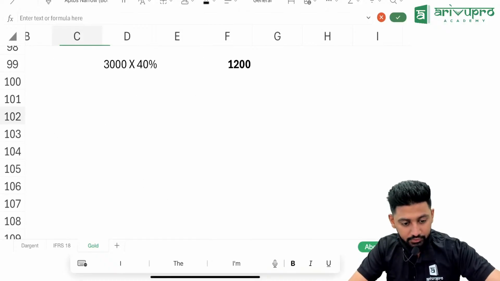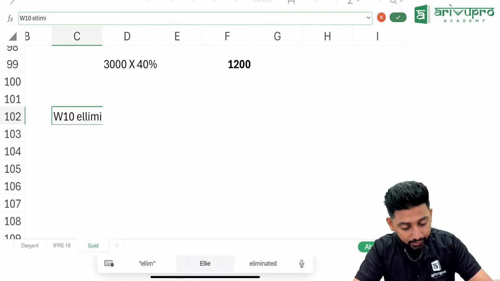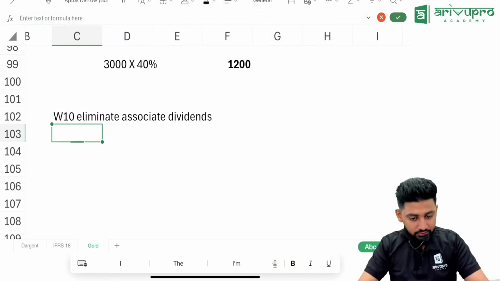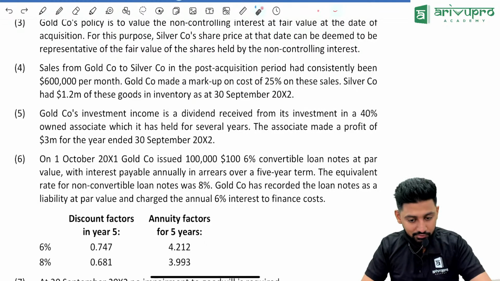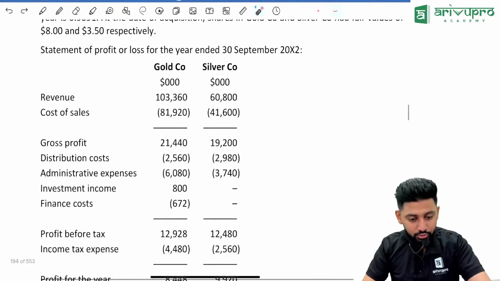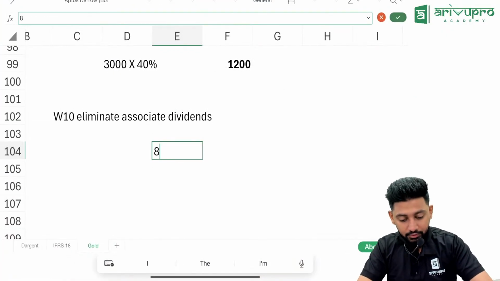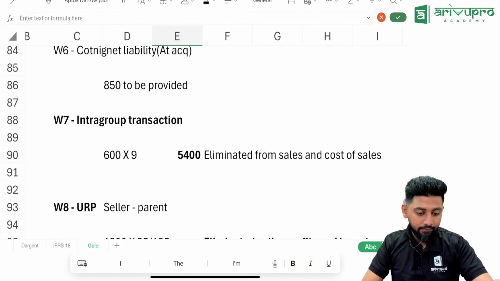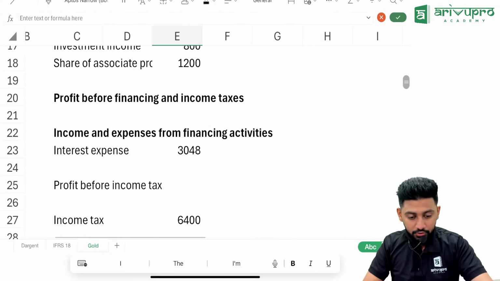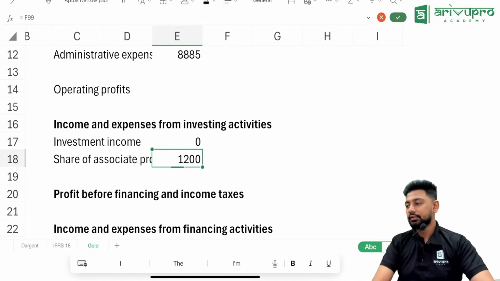Working number 10, eliminate associate dividends. How much is the associate dividends? Investment income shows it entirely, so meaning 800. 800 eliminated. Are we clear? I go to the top. Investment income minus 800.